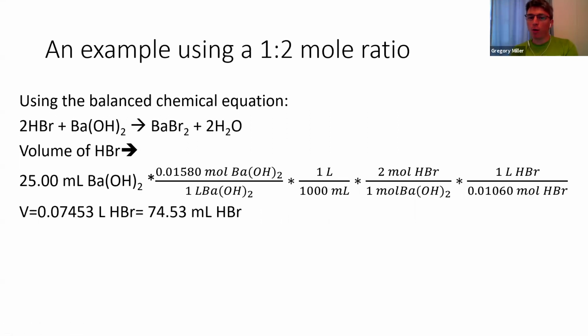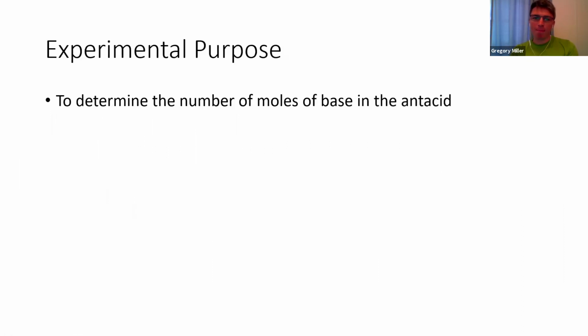If it's a 2-to-1 or a 1-to-2 mole ratio, it's the exact same steps. The only thing that changes is when you're looking at the molar ratios, there's now a 2 in front of the HBr, so we need to put a 2 mole of HBr. And for barium hydroxide, it still has no coefficient, so we assume it's a 1. And everything else works out exactly the same. It's all the same steps. In this case, we used the same numbers to get something very similar. But everything else, all the steps, the procedure is done exactly the same.